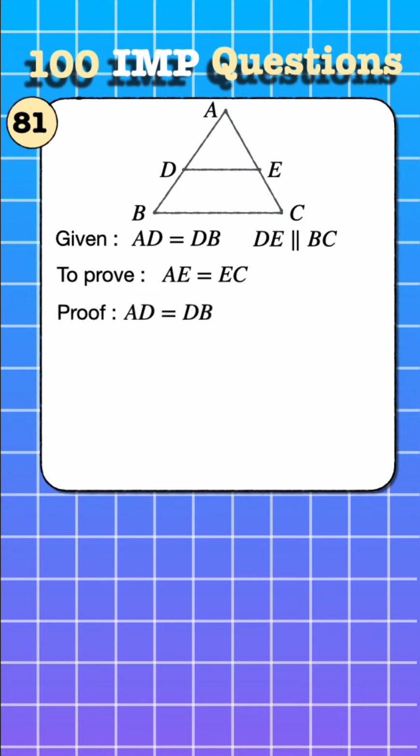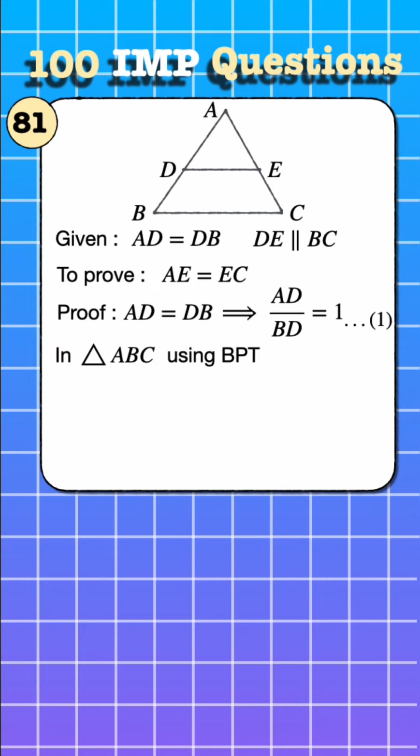So let's start. What is given to you? AD is equal to DB. If you divide both the sides with DB, you will get AD upon BD is equal to 1. Let's call it equation number 1. Now in the triangle ABC, if you apply the basic proportionality theorem, what we can write? That DE is parallel to BC, so DE will divide AB and AC in the same ratio, which means AD upon DB is equal to AE upon EC.